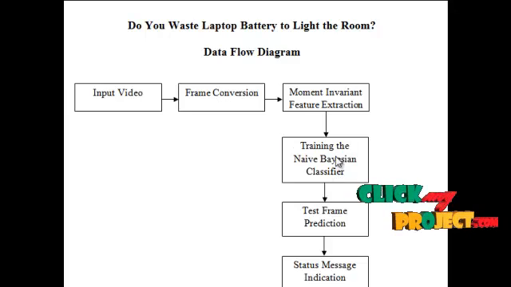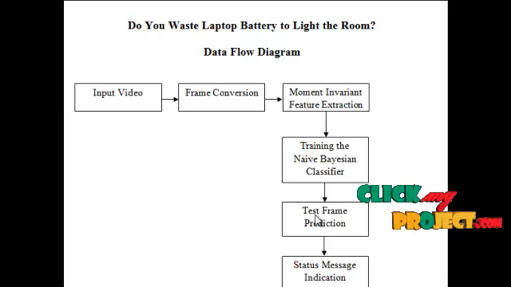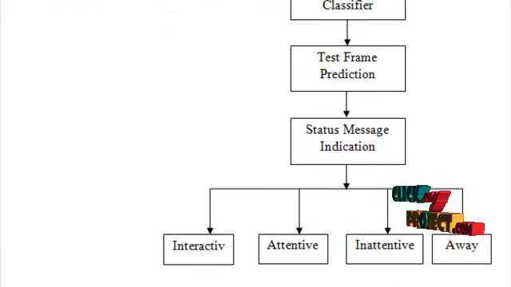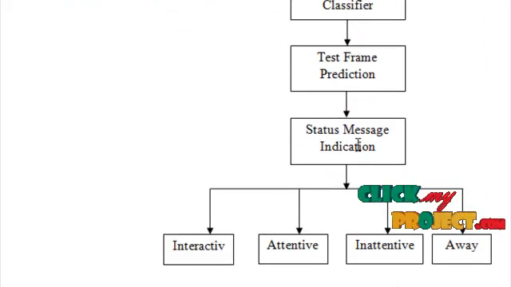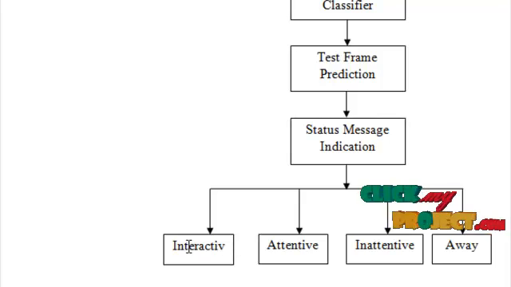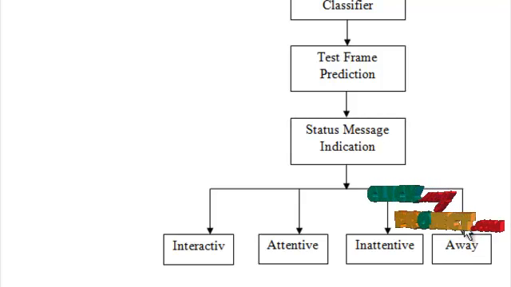Depending upon the training, you have to test the frames one by one to know the status of the person. Then appropriately you have to display the status message as an indication, either in a message box or in the command window. Depending upon the test frame input the classifier receives, it will provide the result either interactive, attentive, inattentive or away. Now let's see the execution of the program.